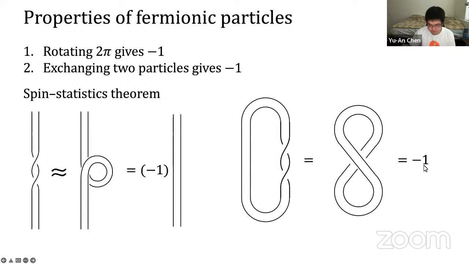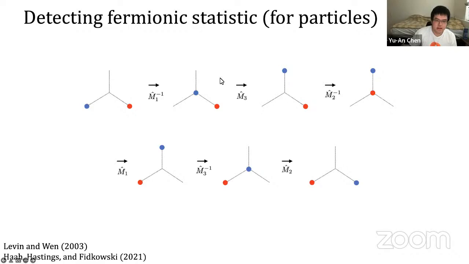Here is the practical way to detect whether a particle is a fermion. This is called the T-junction process. I think this was proposed by Michael Levin and Xiao-Gang Wen back in 2003. This figure I just copied from a recent paper by Haah, Hastings, and Filosofov. The idea is very simple. Consider that we prepare two particles, which are the same particle. I just use different colors to label and visualize them.